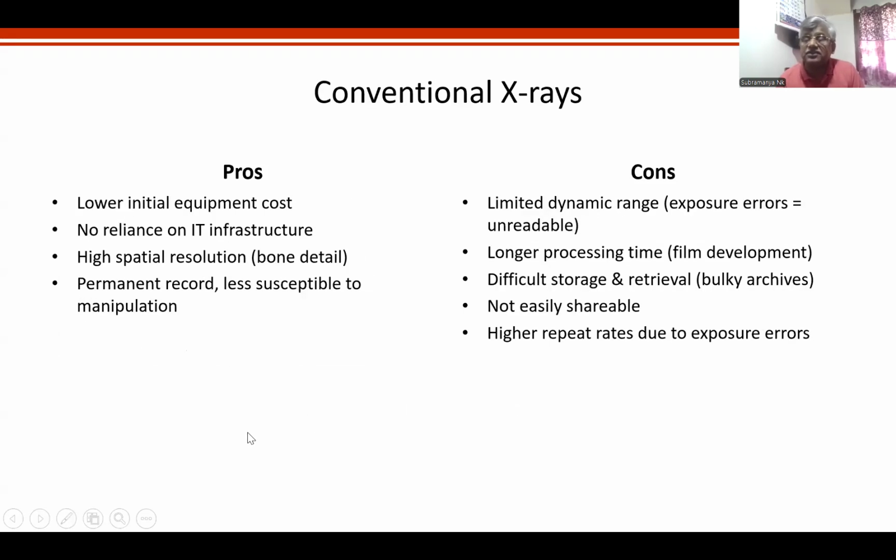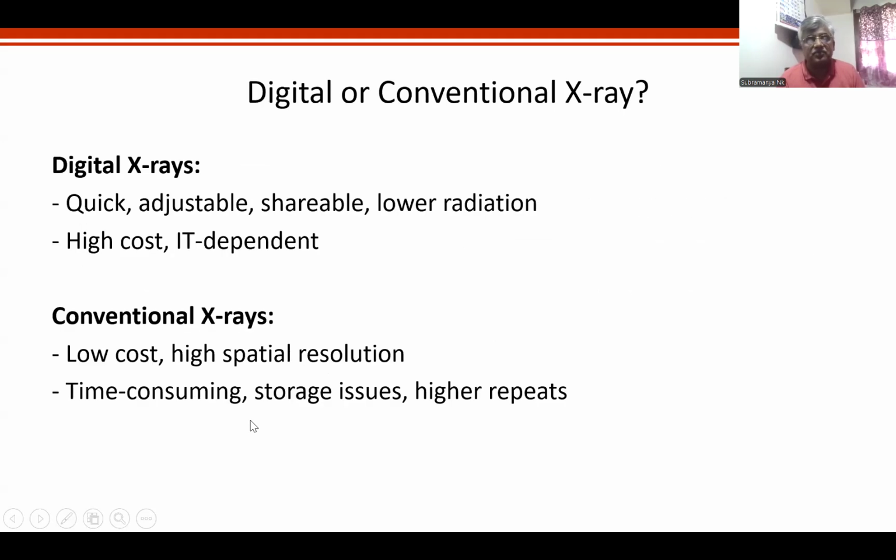The advantage of a conventional X-ray is low cost. Every nursing home can have a permanent record. Nobody can manipulate it. The cons are limited dynamic range, I can't adjust, long processing time, difficult storage, cannot be shared online. You can't take a picture of a film and share it online. High rates of repetition and exposure. Okay, these are important.